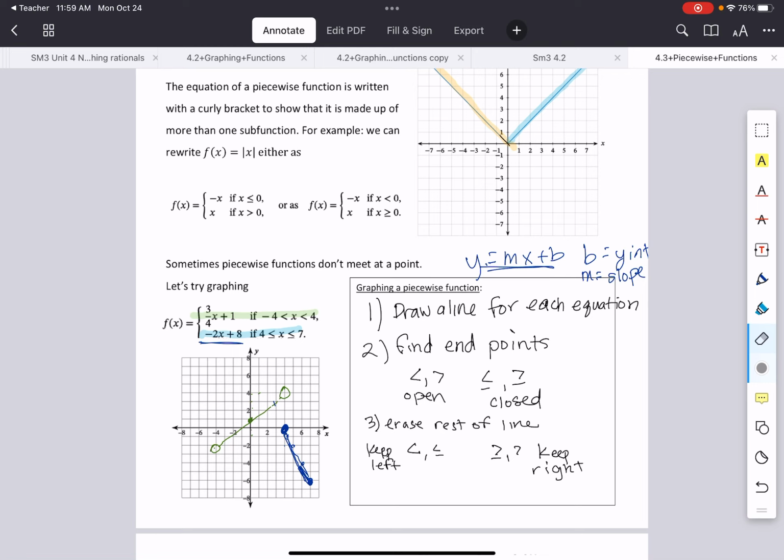So that is what your piecewise graph is going to look like. We know from negative 4 to 4, it makes this line. And then from 4 to 7, it makes this line. Open circles, closed circles. Any questions?